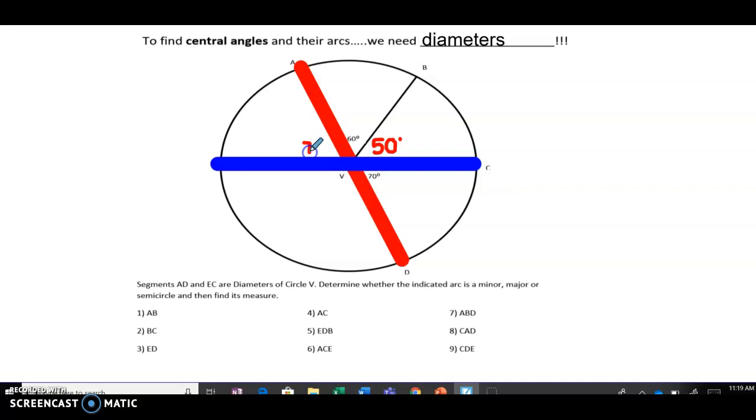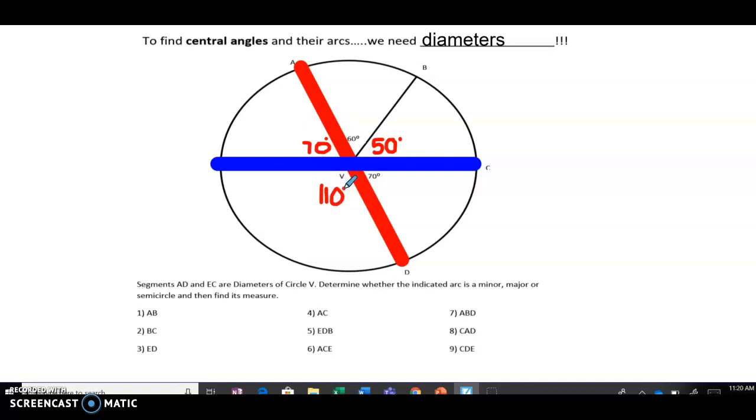Something else I want you to note is that we do have vertical angles right here. And we know that vertical angles are congruent from unit 2. Now, to the left of the red line right here, these two pieces make up the other half circle. So I can do 180 minus 70, and I can see that this angle has to be 110 degrees.